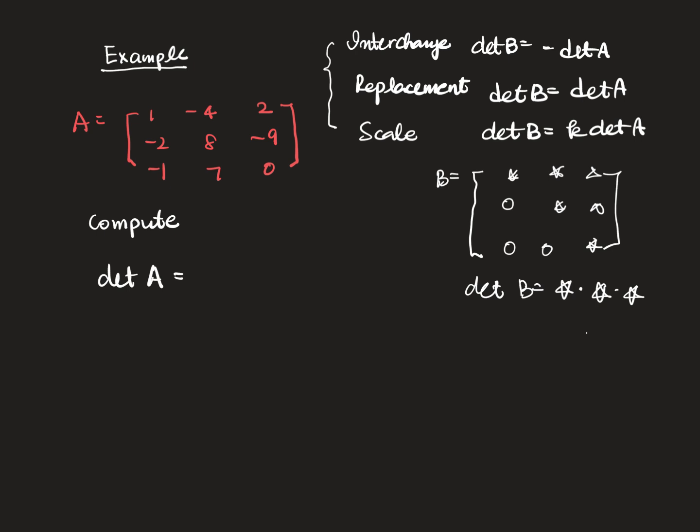Let's do this one, guys. We want to calculate determinant A. So what do you want to do, guys? Let's do row operations to reduce to echelon form. So this form, guys. Okay, let's do this one. So what are you going to do first?